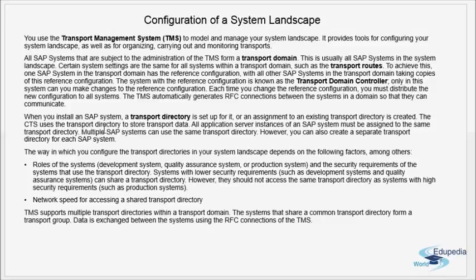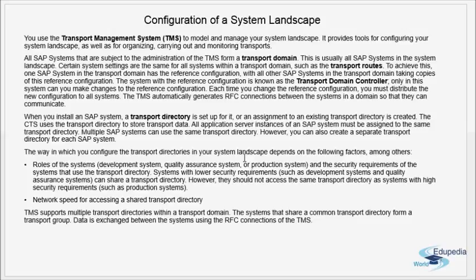Now when you install an SAP system, a transport directory is set up for it, or an assignment to the existing transport directory is created. The CTS uses the transport directory to store the transport data. All application server instances of the SAP system must be assigned to the same transport directory. Multiple SAP systems can use the same directory too. However, you can also create a separate transport directory for each system.